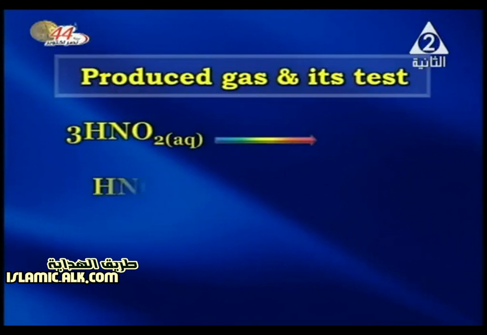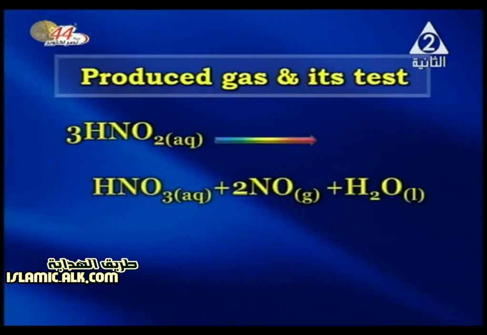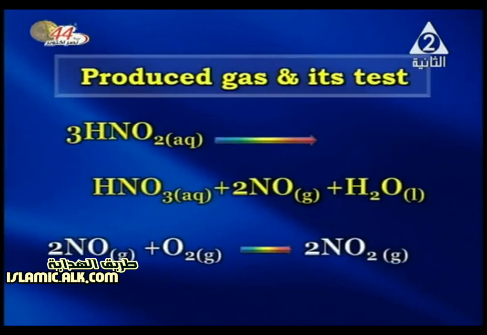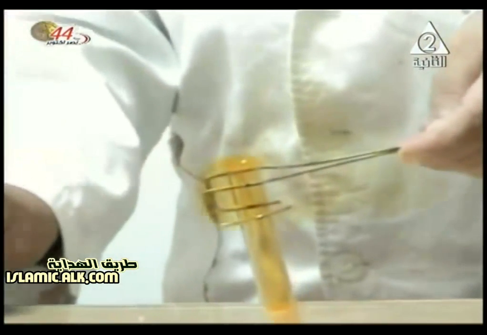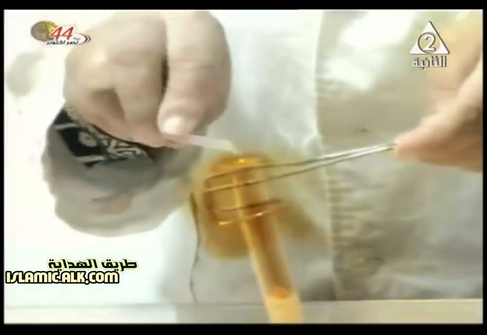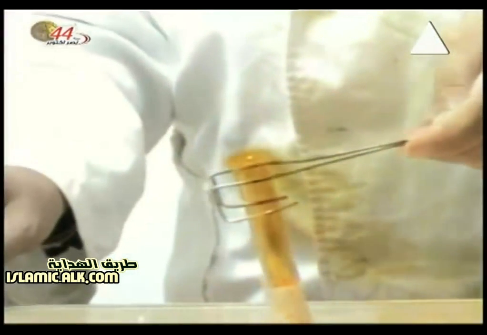As the equation proceeds on the screen, NaNO2 plus HCl gives NaCl plus HNO2. Then HNO2 decomposes into HNO3 and 2NO plus H2O. Then nitric oxide combines with oxygen gas, forming the reddish brown fumes NO2, as the following animation will show. Now, the reaction takes place, giving the reddish brown fumes of nitrogen dioxide gas.